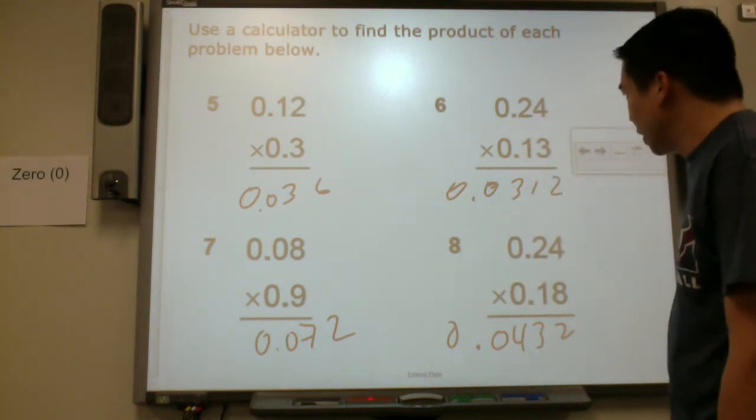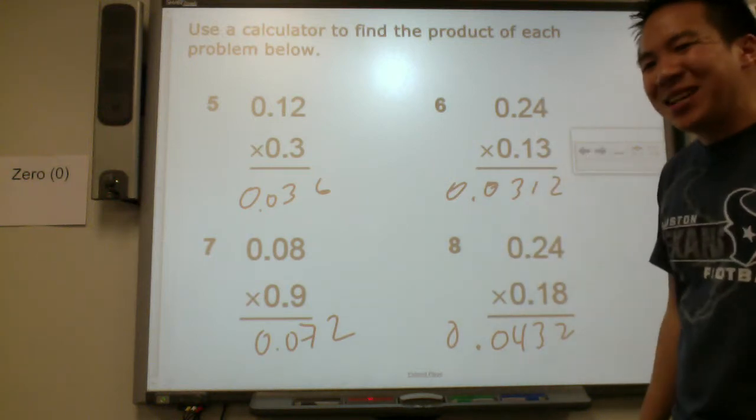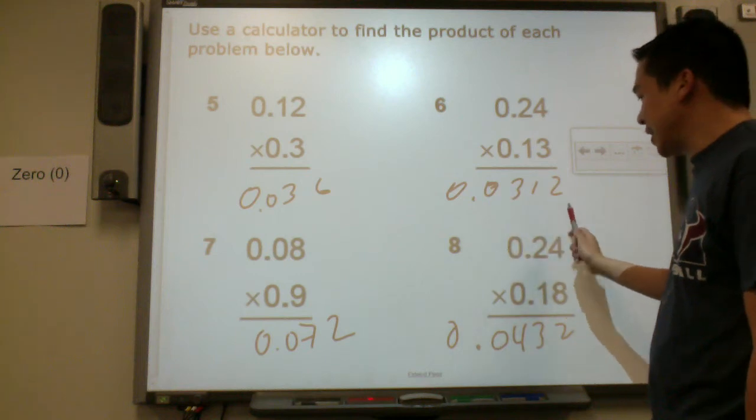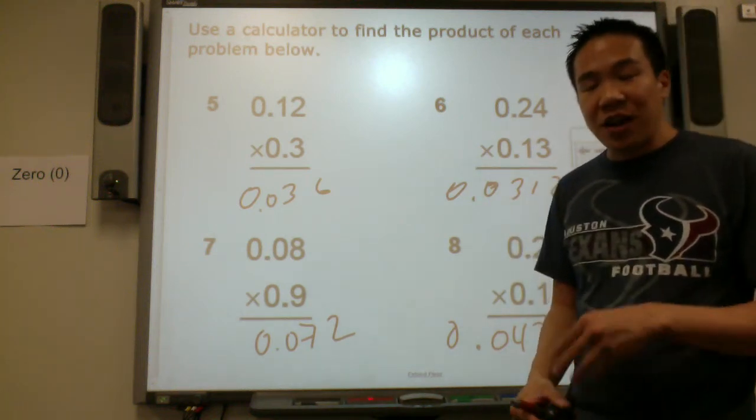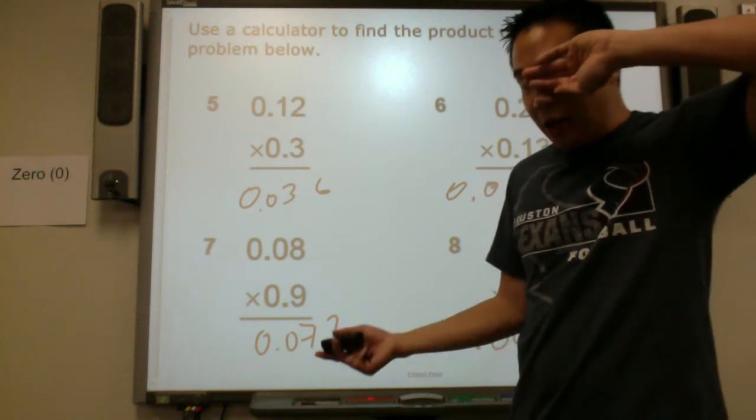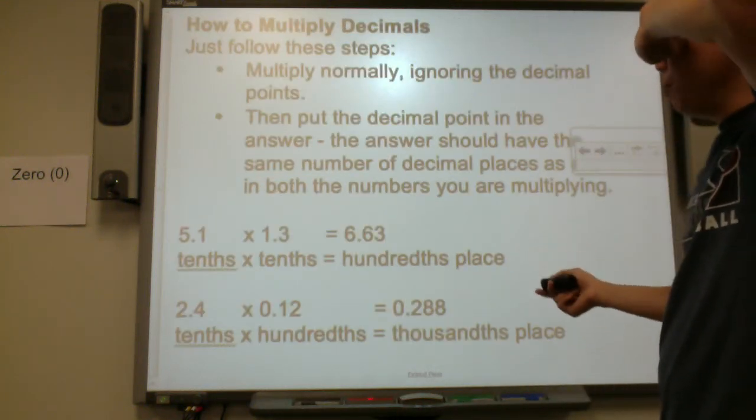There are. Another way to think about it is, this is the hundredths place times the hundredths place. It will be the 10,000ths place. This is the 10,000ths place. Some people like using the place value to help them. Other people like counting the number of places behind the decimal point. It's up to you.